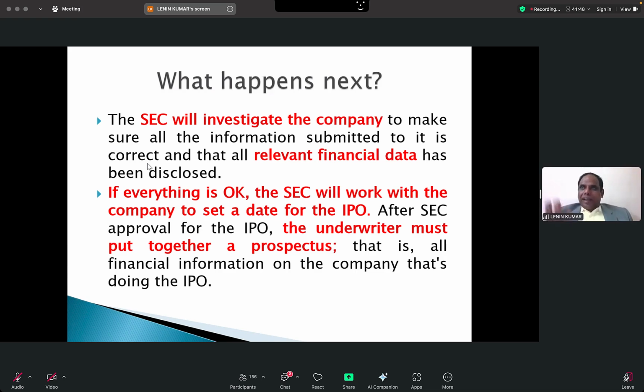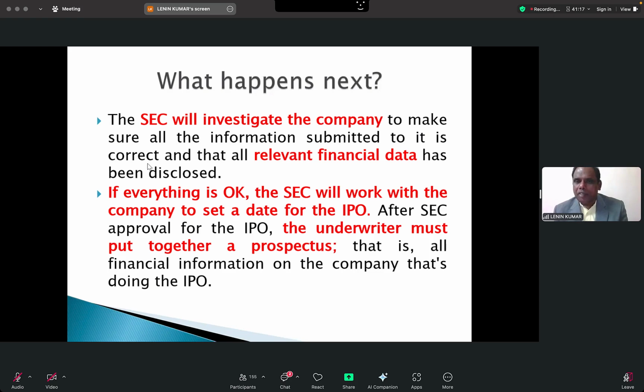Okay. If everything is fine, the SEC will work with the company to set a date for the IPO. See, this is a very, very important point. That is why I told you it is not an overnight process. Once the company is satisfying all the requirements, the SEC will sit with the company and finalize the date for the IPO.